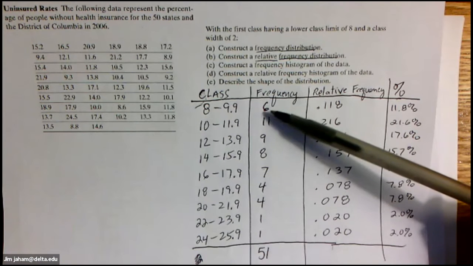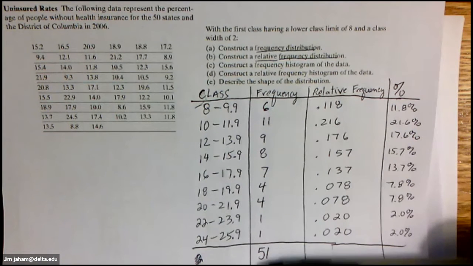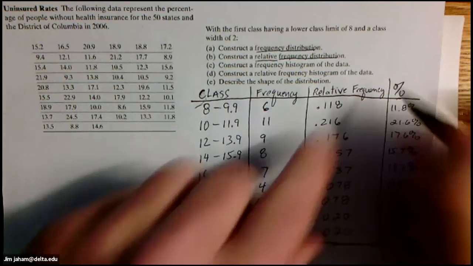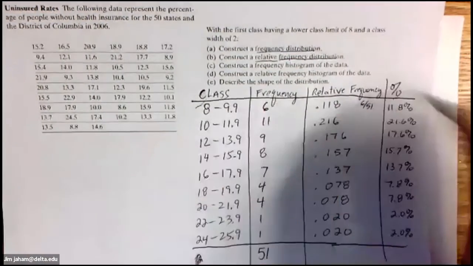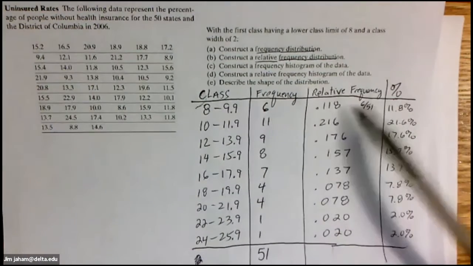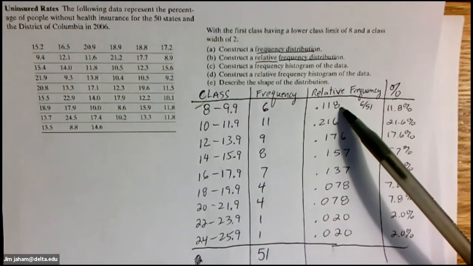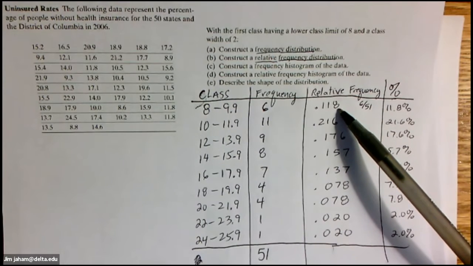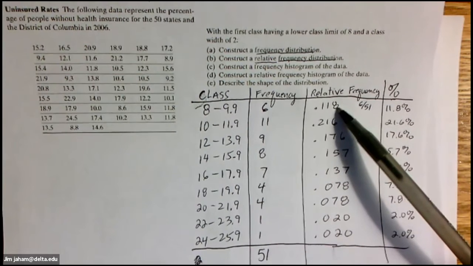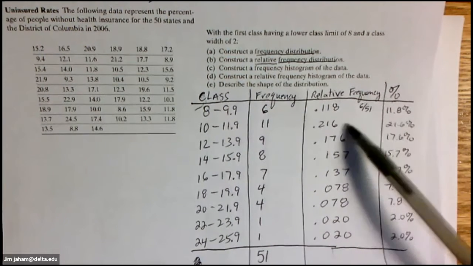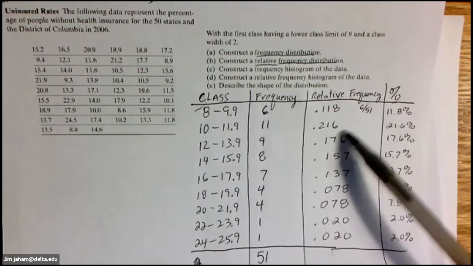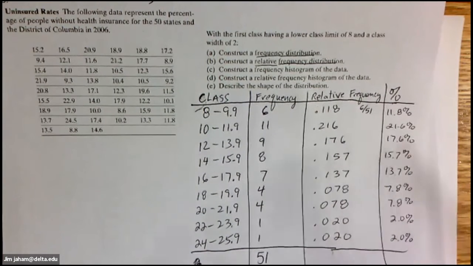So you take the frequency, and then if you divide by the total, and then you convert it into a decimal, you'll get this number here, 0.118. The reason we convert it to a decimal like this is because then it's easier to convert it to a percentage over here. So 0.118, 11.8, 0.216, 21.6, and so on.